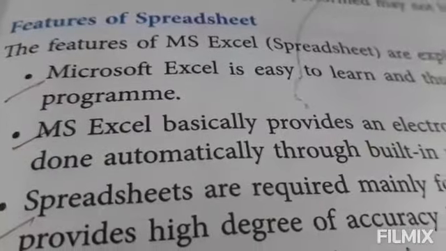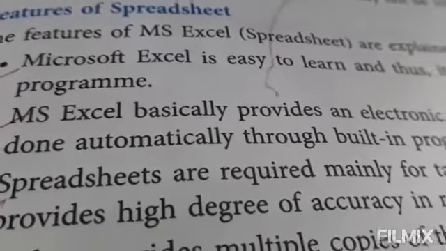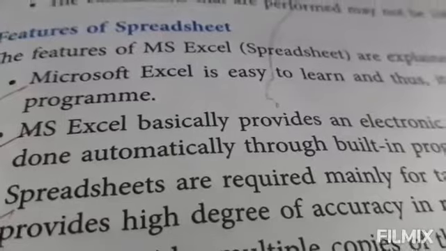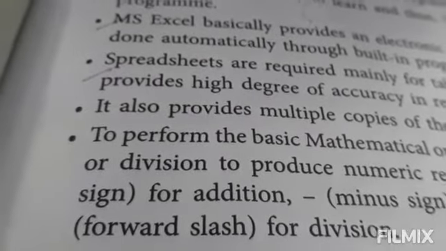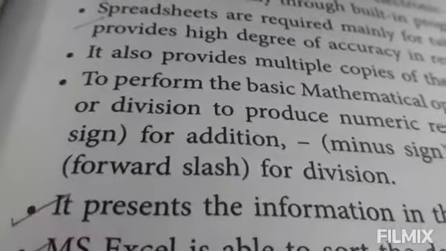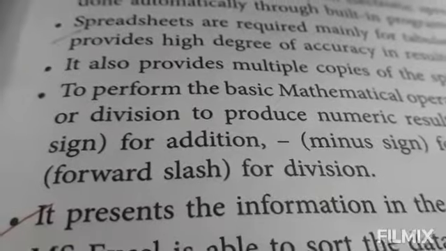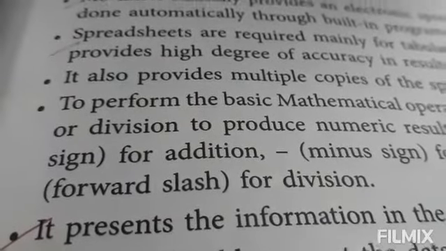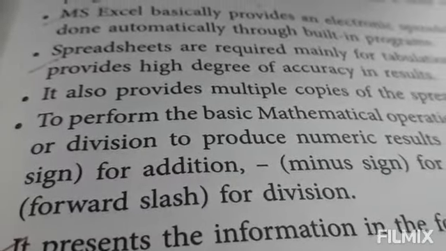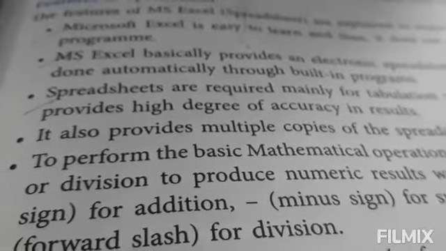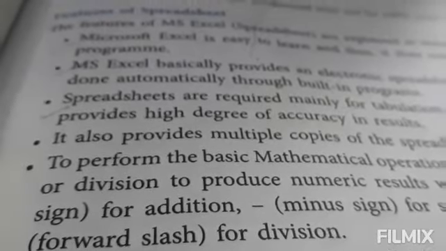So what are the features of electronic spreadsheet? Electronic spreadsheet means here we will learn about the MS Excel. Microsoft Excel is easy to learn, thus it does not require any specialized training program. MS Excel basically provides an electronic spreadsheet where all the calculations can be done automatically through built-in programs.